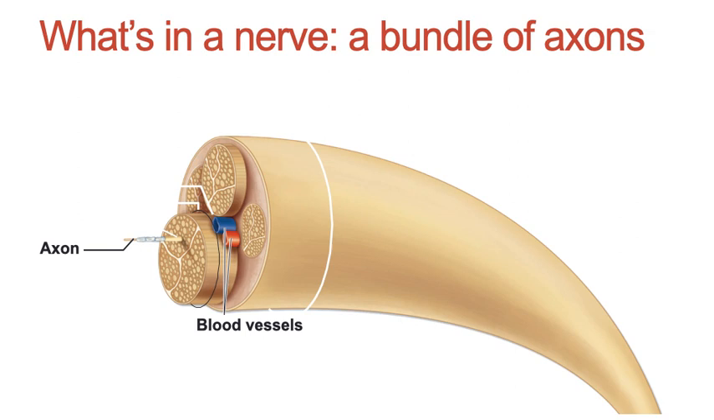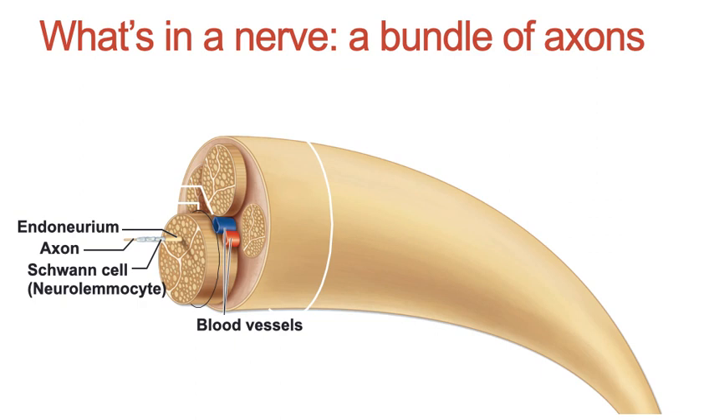So what you can see here is the axon of one neuron. You can see the neurolemmocytes, and you can see the endoneurium, which is the coating around each axon. So what happens next is those axons with their endoneurium are going to be bundled together, and those bundles are referred to as fascicles. And each fascicle is surrounded by a covering called a perineurium.